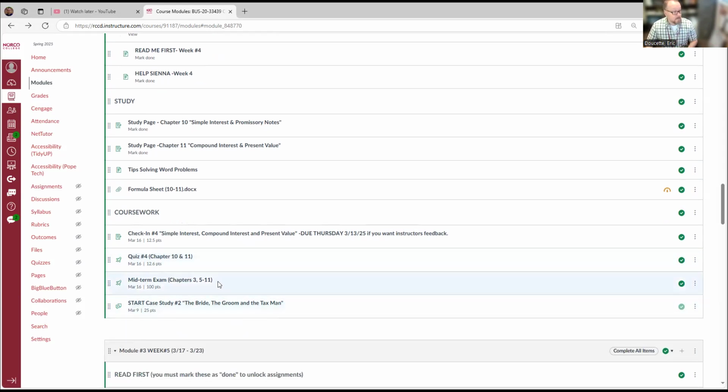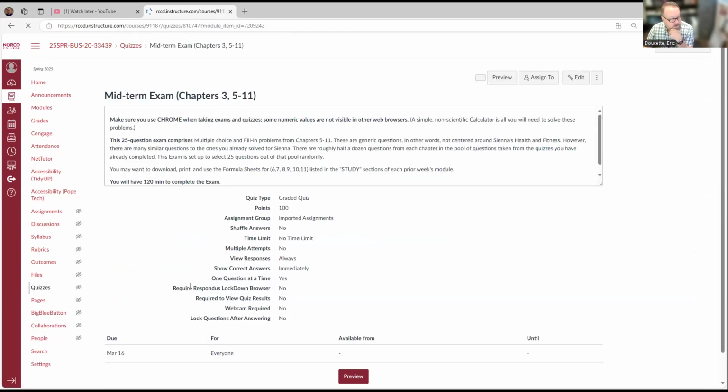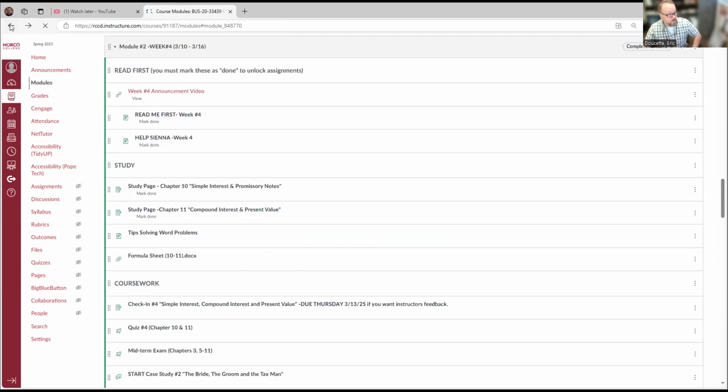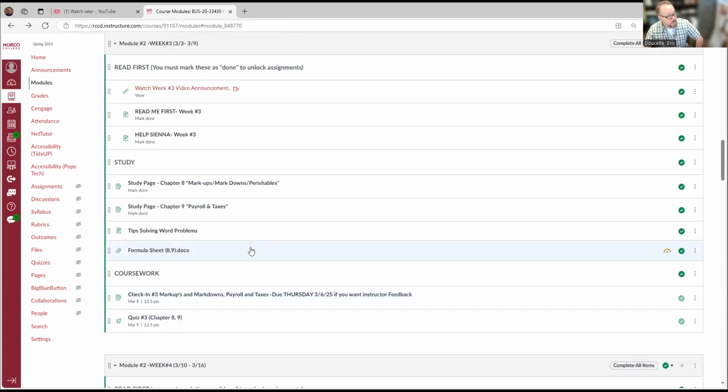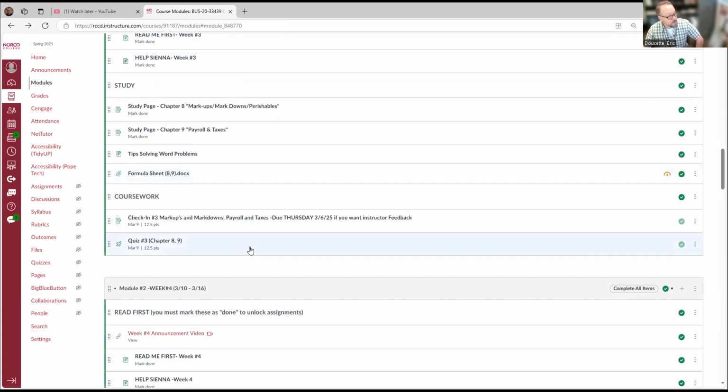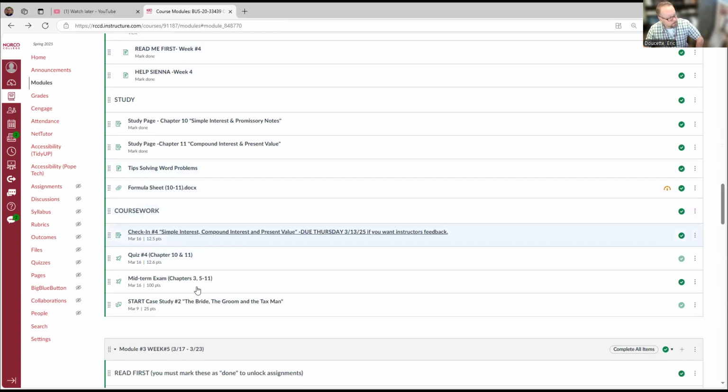Give yourself plenty of time to do it. I don't think there's a time limit on it. If there is, I'll turn it off right now. There's no time limit, so you have as much time as you need. But please don't spend too much time, because your internet might drop or have an episode and then you lose your work. So that's pretty much it for week number 4.